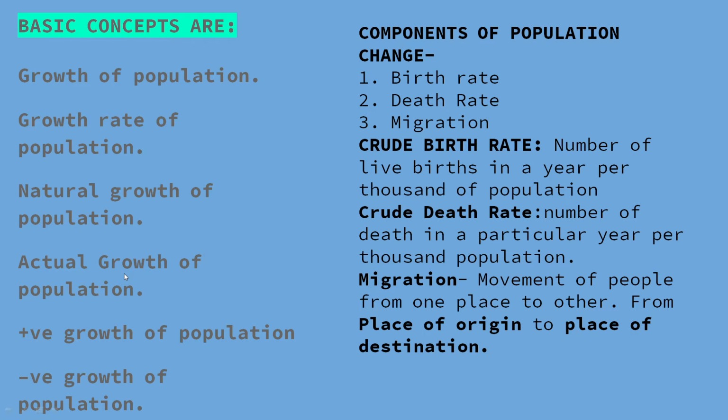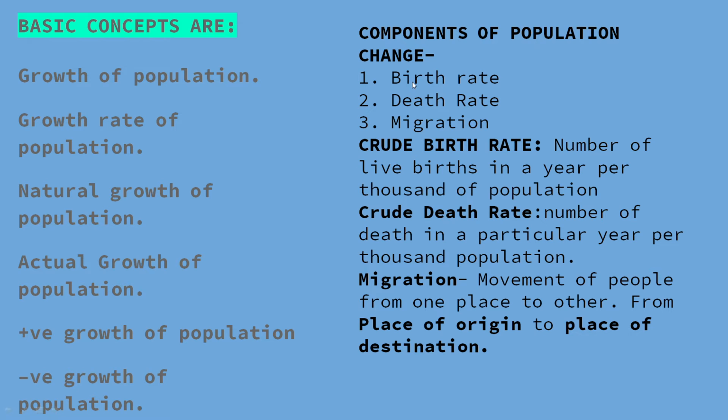Actual growth of population: birth rate minus death rate plus minus migration. Migration is taken into account when we take actual growth rate of population. In natural growth, only birth rate and death rate is considered. In actual growth, birth rate, death rate and migration, all three components are considered. Positive growth of population is when birth rate is high, death rate is low. Negative growth of population is when death rate is high, birth rate is low. It happened in 1921 in India when population growth was negative.